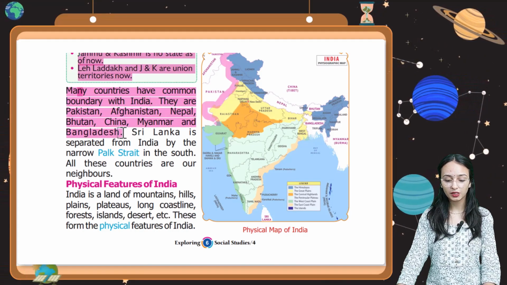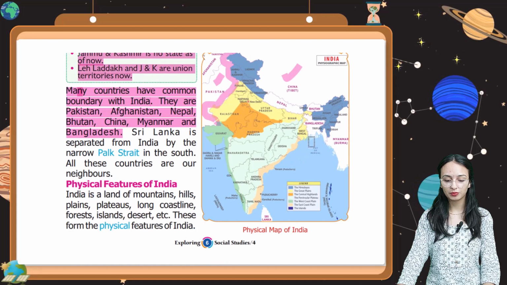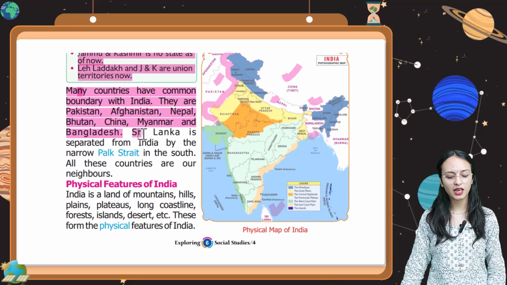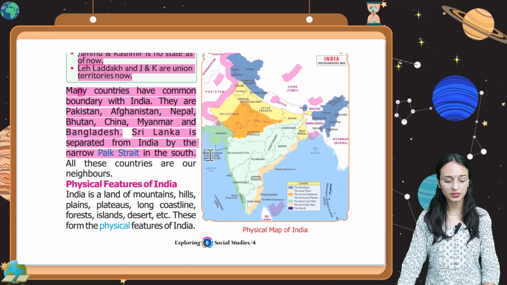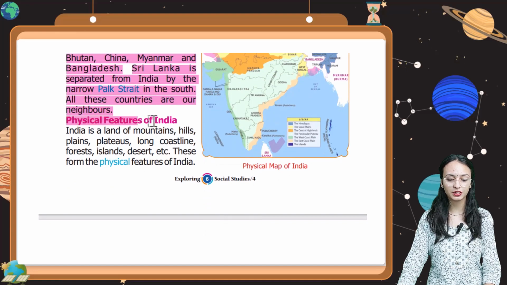Here in the map, we can see different countries. Here's China, here's Pakistan, here's Bangladesh, Nepal and Bhutan. And here's Sri Lanka on the southern side. Sri Lanka is separated from India by the narrow Palk Strait in the south. All these countries are our neighbors. Now we'll read about physical features of India.